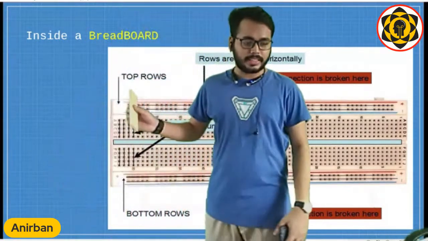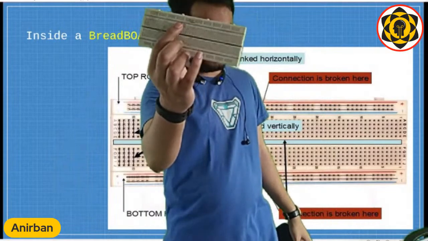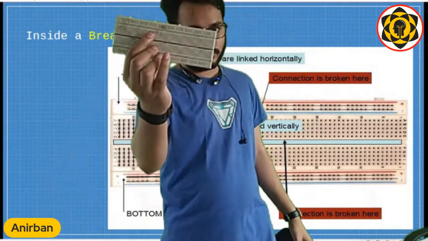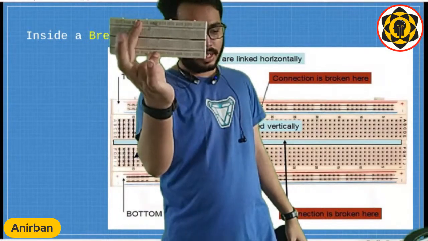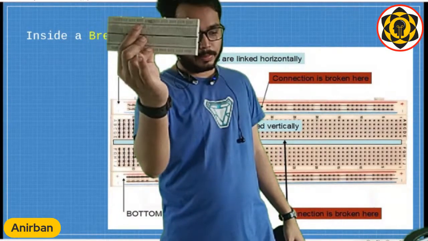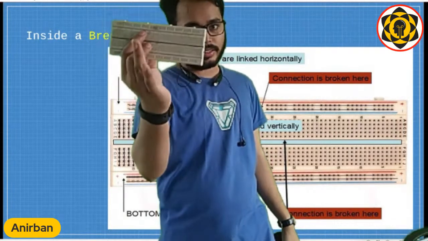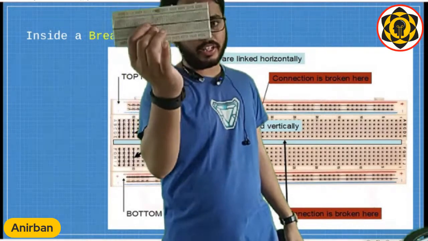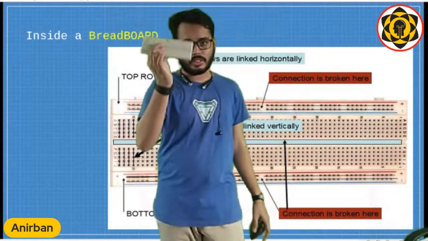Now for the center part of the breadboard, these two parts, we have vertical connections. So this top and bottom part are horizontally connected, and these two big sections are vertically connected, which means that they are connected in a vertical fashion, and these horizontal connections are not shorted in the vertical section.